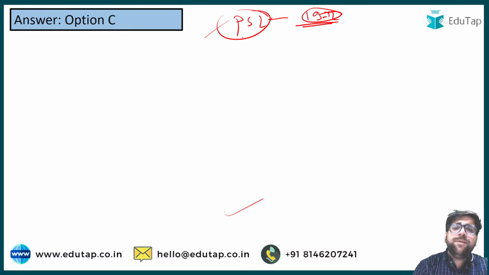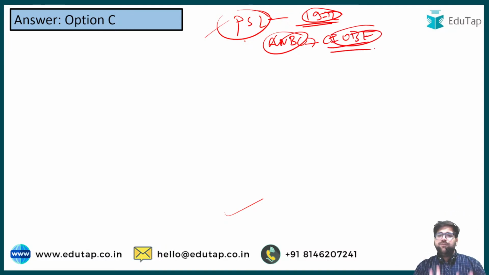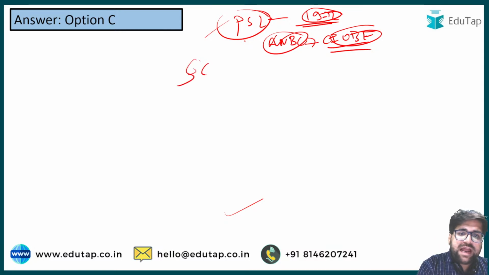Now under PSL, if we talk about it in a very simple manner, you have to understand that there is a concept of adjusted net bank credit, also CEOBE, that is credit equivalent of off-balance sheet exposure. Just remember the full form right now. Please don't go into the depth, because right now it's not the time to become a finance expert. Right now is the time to clear phase 2.